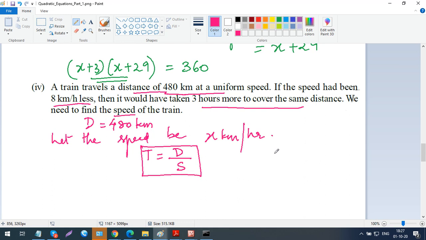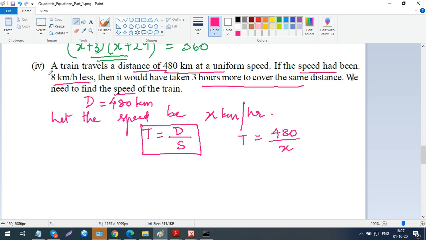But they are saying that if the speed had been 8 kilometers per hour less, so if you reduce the speed by 8 kilometers per hour, in the sense from x you have reduced 8, then in that case it would have taken 3 hours more. Obviously if you reduce the speed, it's going to take more time, right? Then the time is going to be 3 hours more than the regular time. The regular time was 480 over x, so it should have taken 3 hours more. Understood? The distance covered is going to be the same, right?